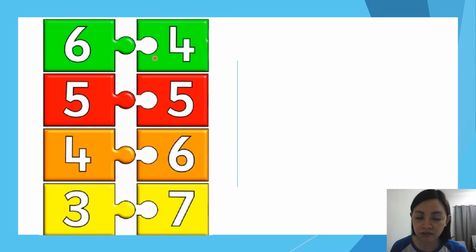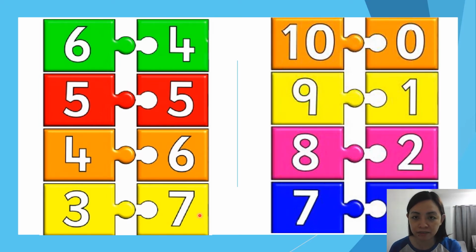So 6 and 4 is equal to? Okay, correct. It's equal to 10. How about 5 and 5? What's your answer? Yes, it's also equal to 10. How about this number pair? 4 and 6. Okay, equals 10. How about 3 and 7? Okay, also 10. How about this number pair?